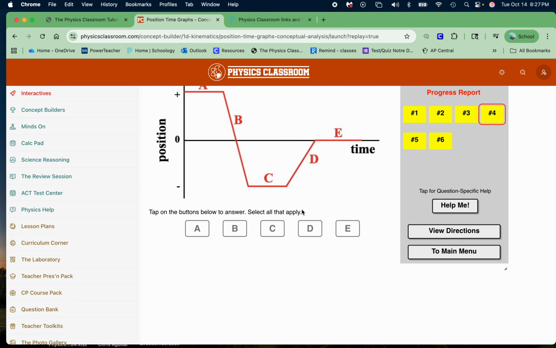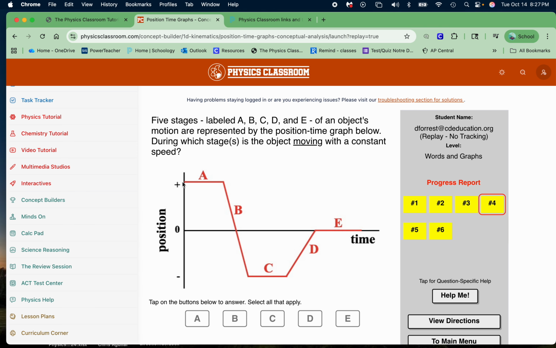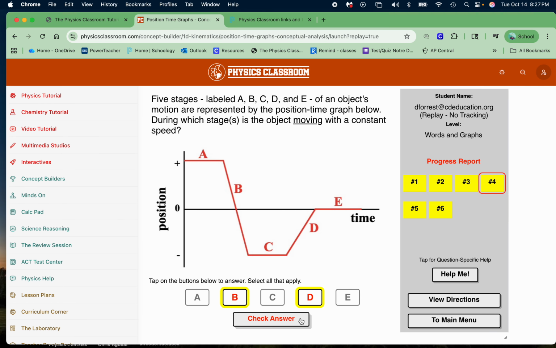Words and graphs. So the position starts here. So you're starting at a positive position. You're not moving. Now you're moving toward the negative. Now you're not moving. Now you're moving up towards 0, and now you're not moving. So during which stage or stages is the object moving with a constant speed? Pardon me. A, C, and E, it's not moving. B and D are both moving with a constant speed.